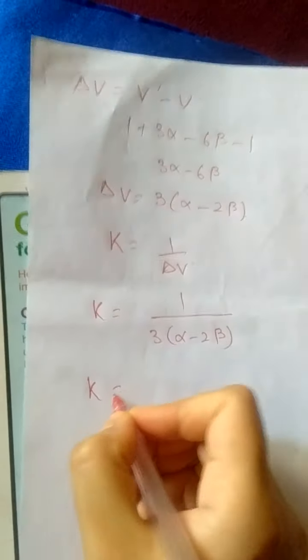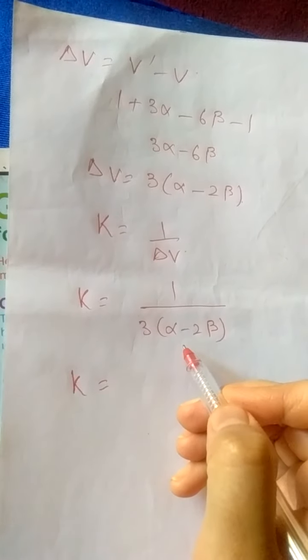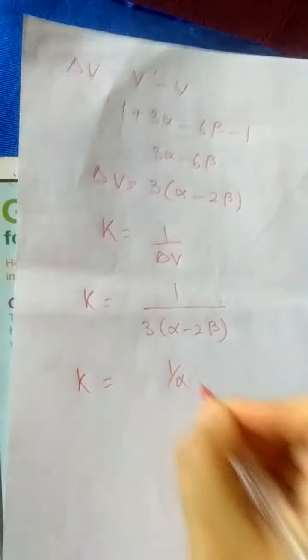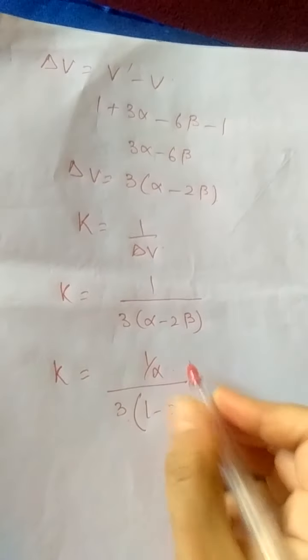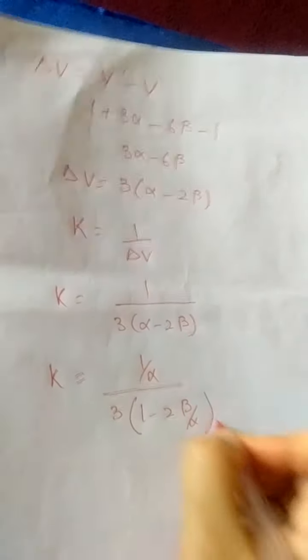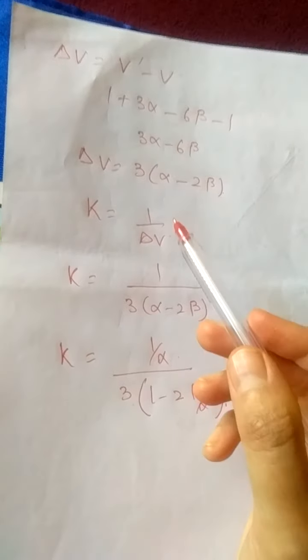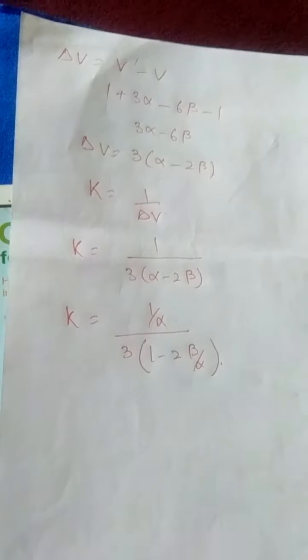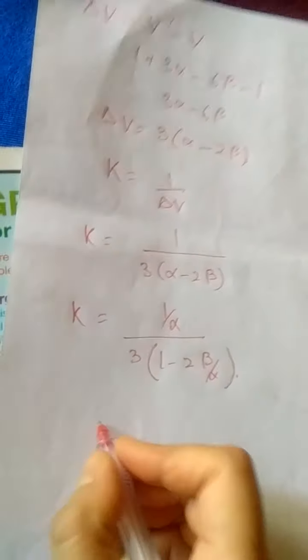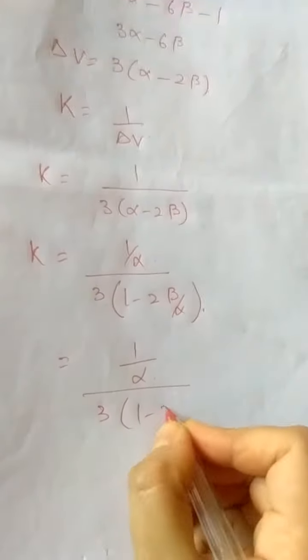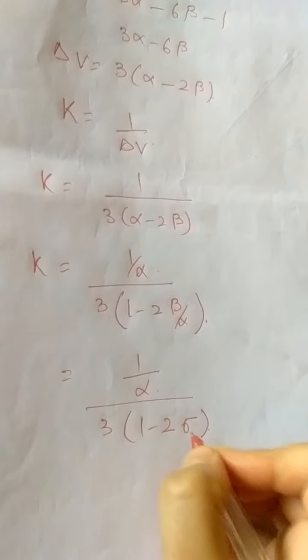Now let us divide the numerator and denominator by alpha. 1 by alpha divided by 3 times alpha by alpha is 1, and 2 times beta by alpha. All I have done is that I have divided the numerator and denominator by alpha. So this is what I obtained. Now I have already said that this beta by alpha is how much? Sigma. So for this beta by alpha, I can write sigma: 1 by alpha by 3 times 1 minus 2 sigma. Sigma is the Poisson's ratio.